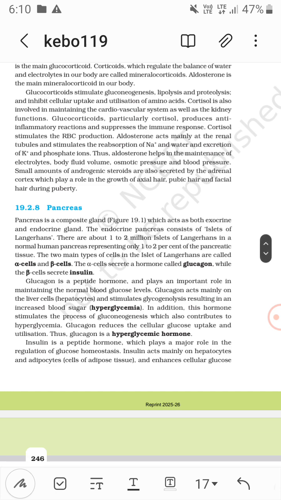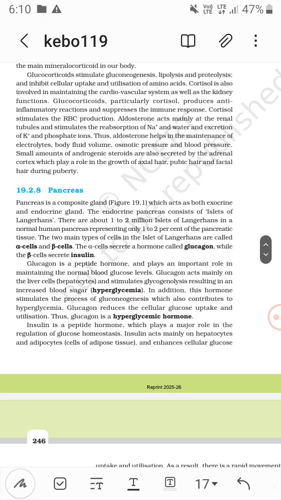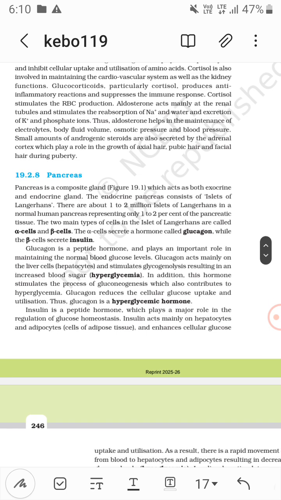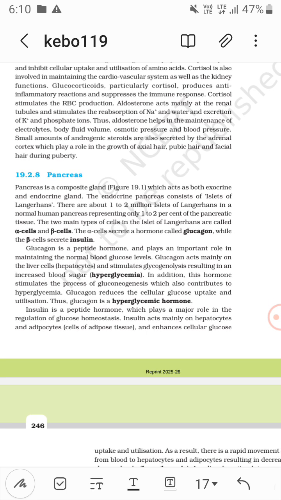Now aldosterone acts mainly on the renal tubules and stimulates the reabsorption of sodium and water and excretion of potassium and phosphate ions. So aldosterone helps in electrolyte balance. Now small amounts of androgenic steroids are secreted by the adrenal cortex, which play a role in the growth of axillary hair, pubic hair, and facial hair during puberty.